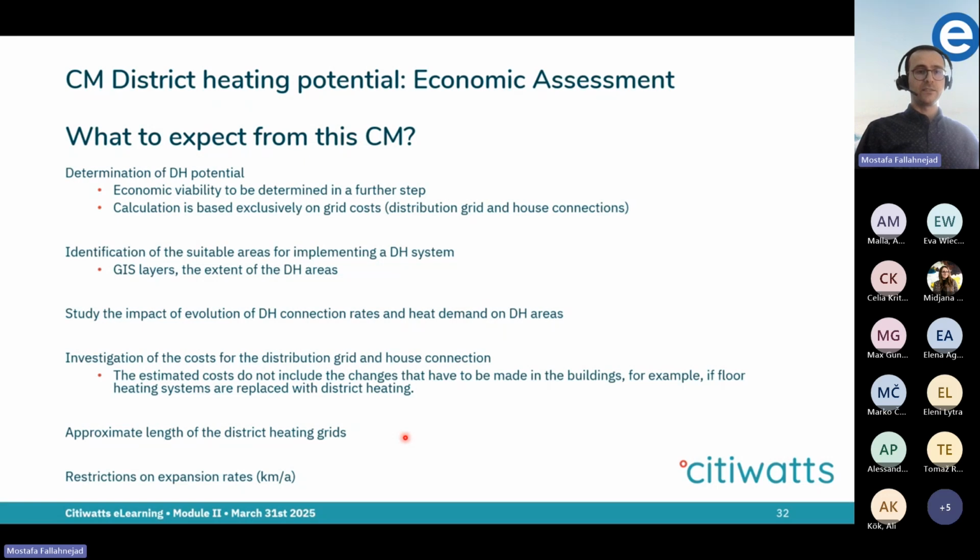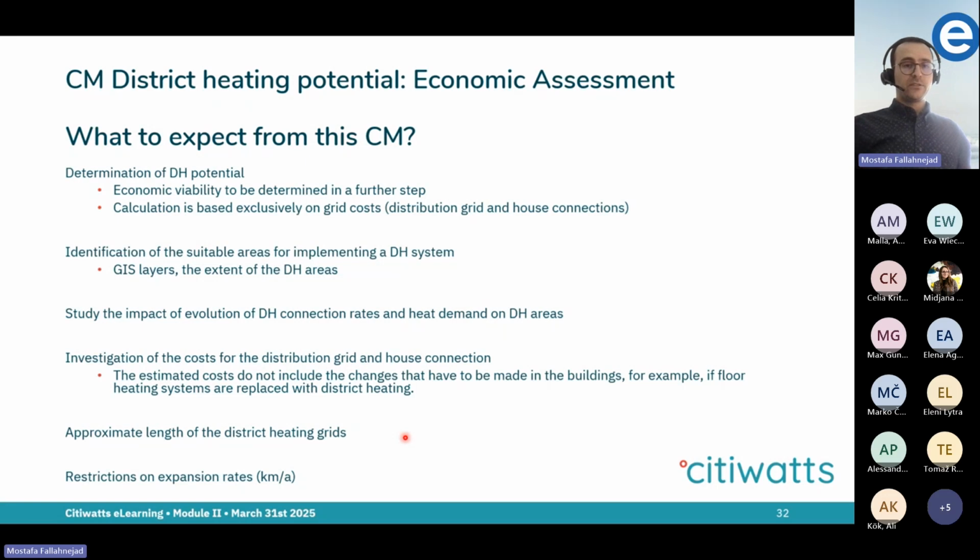So you get distinguished indicators for these two pipe sets, distribution pipes and service pipes. You get the approximate length of them, and also the cost of them per meter, but also per megawatt hour of heat delivered over the lifetime of the pipes.